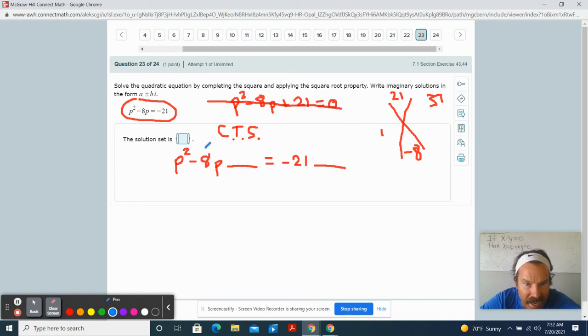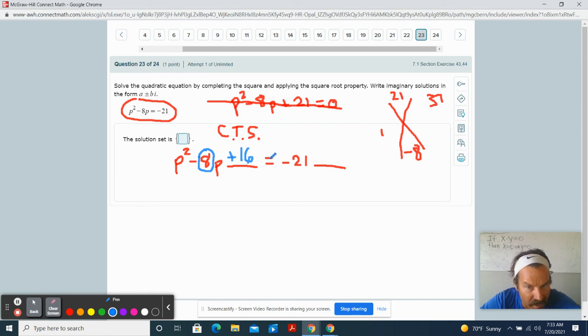So I'm going to take half of this number. Forget about the negative. Doesn't really matter because you're going to square it anyways. I'm going to take half of this number and I'm going to square it. I'm going to take half of 8 and I'm going to square it. Half of 8 is 4. 4 squared is 16. So I'm going to add 16 on the left-hand side.